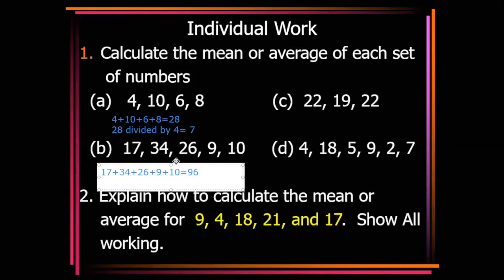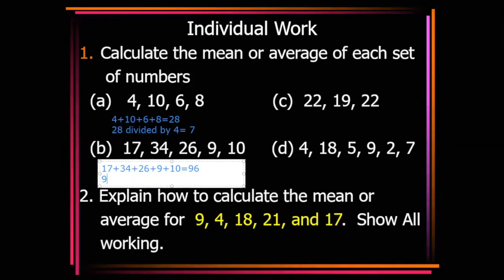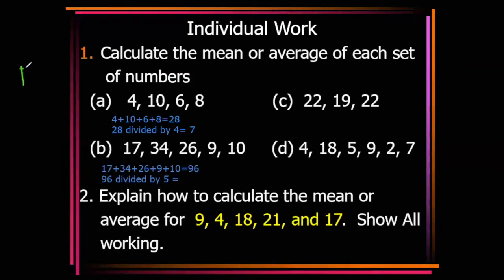Now what is our next step? What are we going to do? 96 divided by 5. Okay, let's do the long division. How many groups of 5 can I get out of 9? How many? One group. Good. And what is 5 times 1? 5.